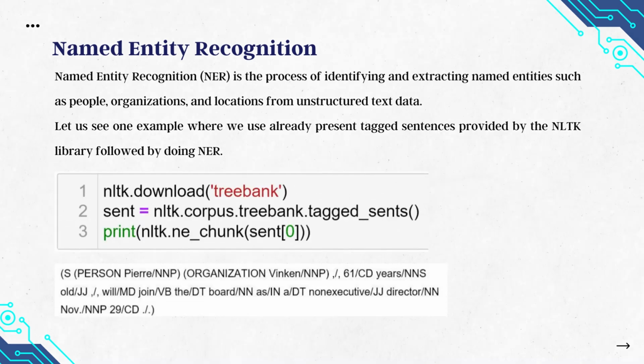In this example, we used the already tagged sentence provided by NLTK for named entity recognition. First we have to download that tagged sentence set. Then we will just use the ne_chunk function for doing the named entity recognition. It will return each entity such as people, organizations, and locations, and tag it with the respective entity names.